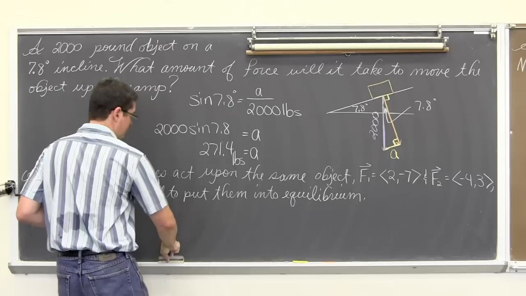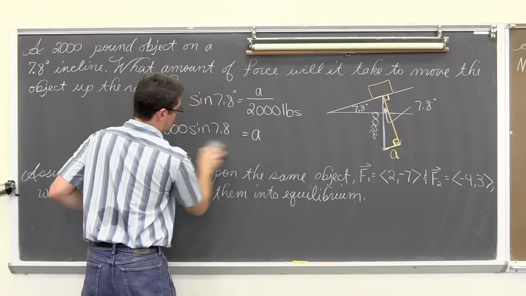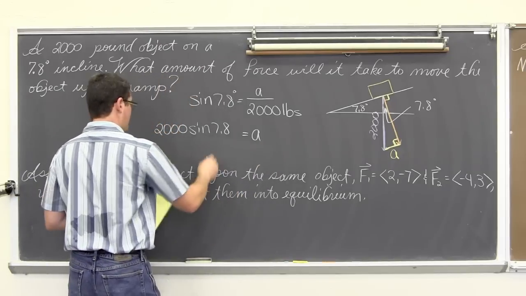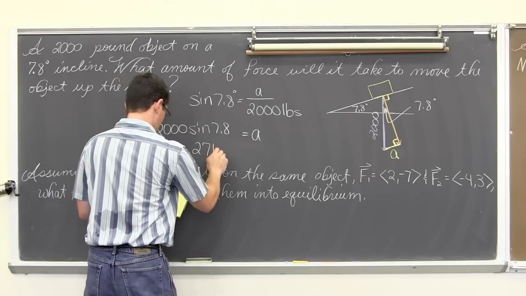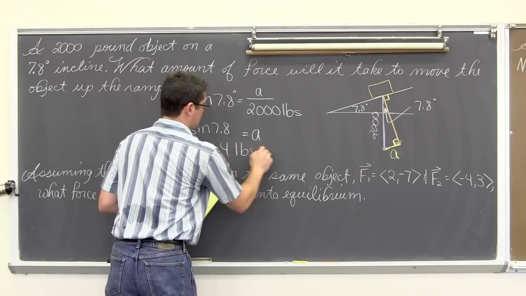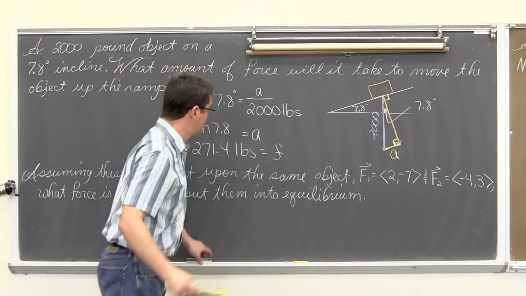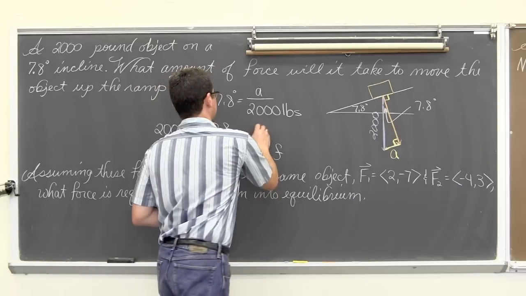pounds. It's kind of bothering me that I'm using A, which is supposed to be a horizontal component. So let me replace it with the letter F for force. 271.4 pounds, and that's how much force we need to keep the object steady.